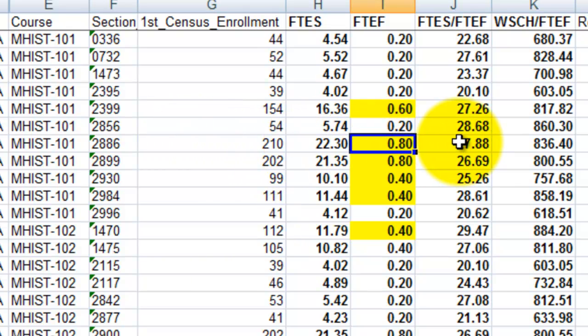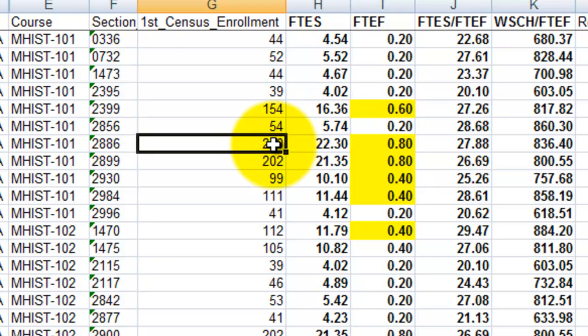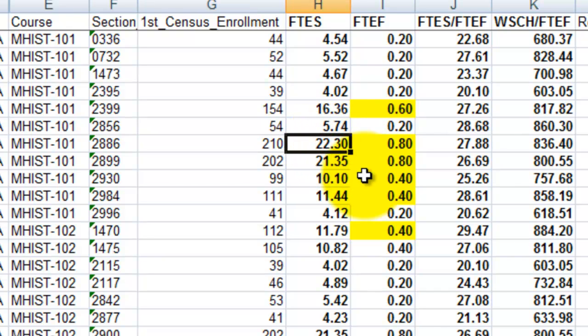Well, that one comes from being a quad, 210 students. It's off in the Forum building somewhere. When you look at that class, its productivity comes at 22.3 FTES, but it's got a higher load. It's got this 80% load. So its FTES per FTEF is 28, more or less.